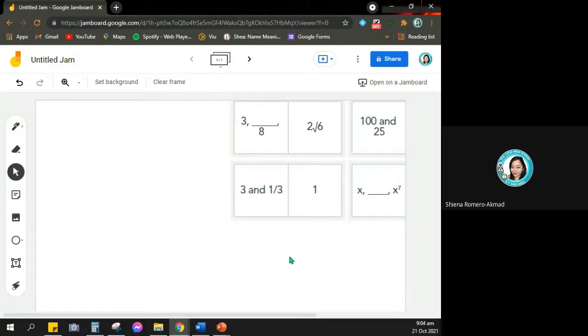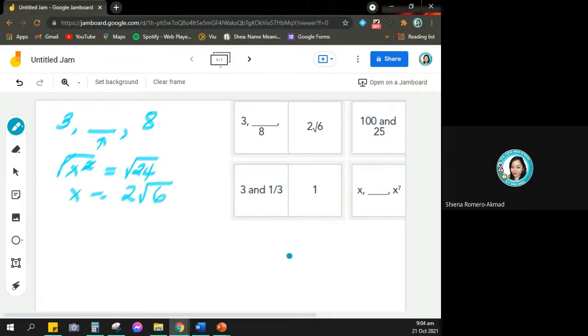Let's start with the first one. We have 3 and 8. So we will look for the geometric mean. This is what we solved earlier, where x squared is equal to 24, or the square root of x squared is equal to the square root of 24, where x is equal to 2 square root of 6. So you can already answer that correctly because I gave it earlier. Okay? So this is the answer for the first question, the one for 3 and 8.